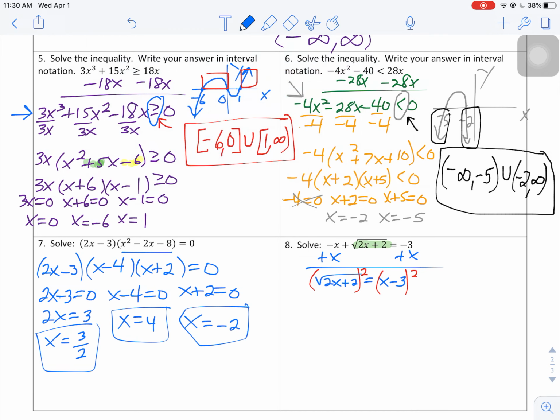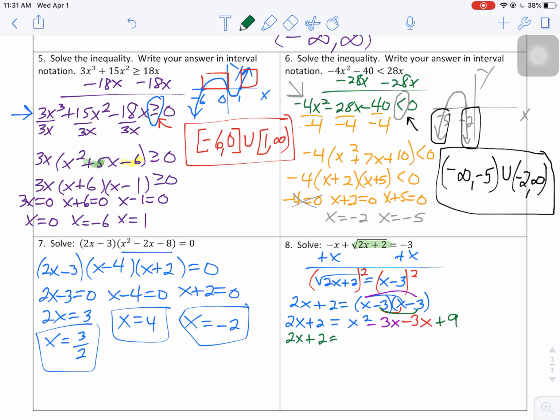Whatever you do to one side of the equation, you want to do it to the other side to keep it balanced. So 2x plus 2 equals, and then x minus 3 squared, I'm going to need to write out like this, x minus 3 times itself. On the right side of the equation, we're going to need to FOIL that out. So first times first, x times x is x squared. Outside times outside is x times negative 3, which is negative 3x. Inside times inside is negative 3 times x, so another negative 3x. And then last times last, negative 3 times negative 3, positive 9.